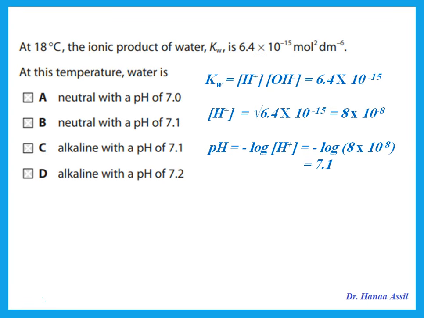So now that I have the concentration of H plus ions, then the pH is minus the log of that, and that comes out to be 7.1. Now remember, 7.1 is neutral or alkaline. We regard it as neutral.